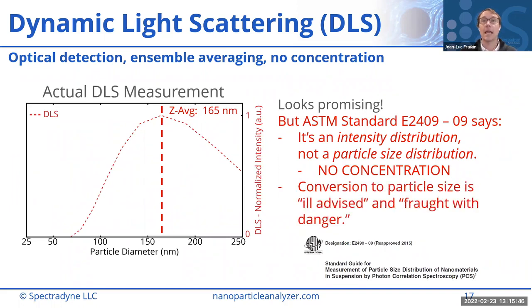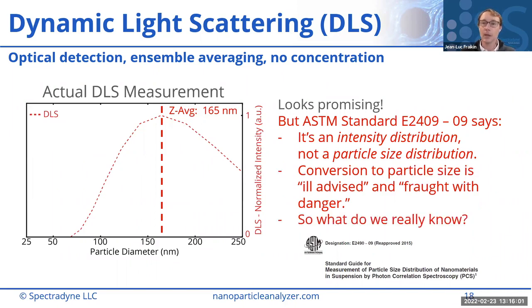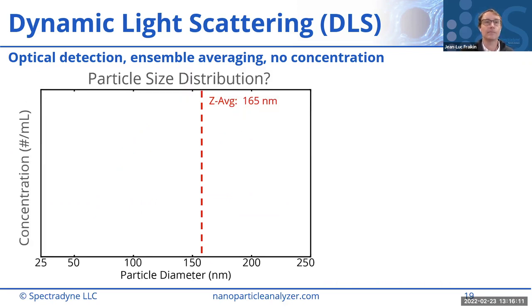In fact, the ASTM standard goes on to say that conversion to a particle size distribution is ill-advised and fraught with danger. Those are ominous words, but the reason is that it's essentially a mathematically ill-posed problem. What do we really know about this sample? What we really know is the effective scattering average diameter of 165 nanometers.